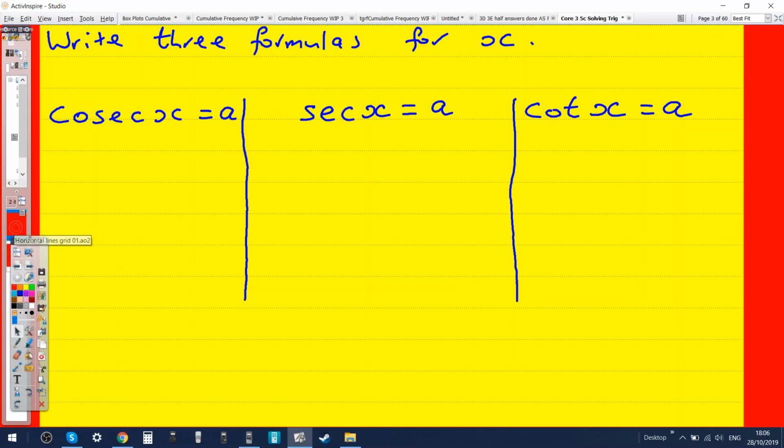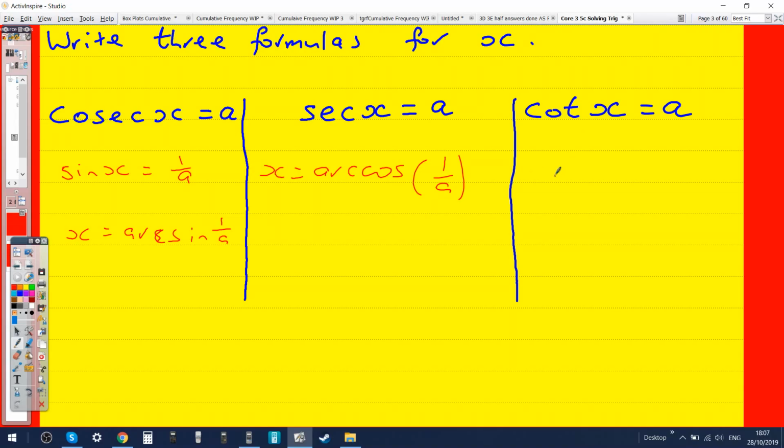Okay, so what are these three then? So cosec we found earlier. Sec is 1 over cos x equals a. So x equals arc cos 1 over a. Yes. And cot is 1 over tan, or sine over cos. Would it be better to write it 1 over tan? Yeah, for solving it, yeah. Okay. So then that just becomes x equals arc tan 1 over a. Yeah. Okay, great.